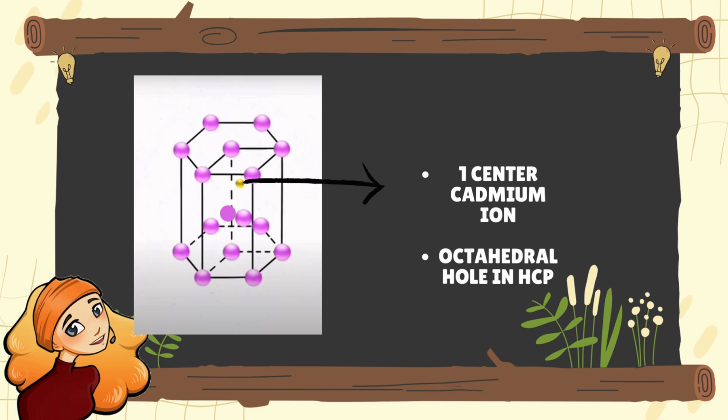This location of the cadmium ion is also known as the octahedral hole of the HCP. For your information, there are 2 octahedral holes in the hexagonal unit cell. However, for the case of cadmium iodide, only half of the octahedral holes will be occupied by the cadmium ion.